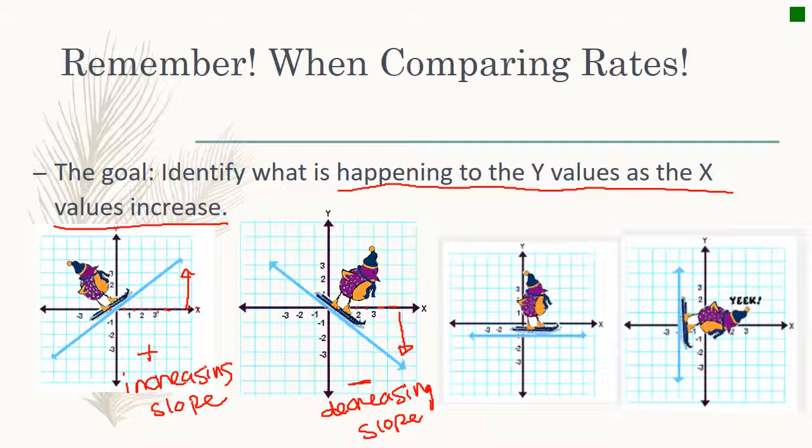Right here, as I'm walking along my x values and as I'm getting bigger, what's happening to my y values? Nothing. That means I have a zero slope. Zero slope, because nothing is happening.